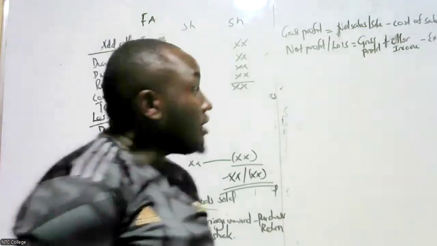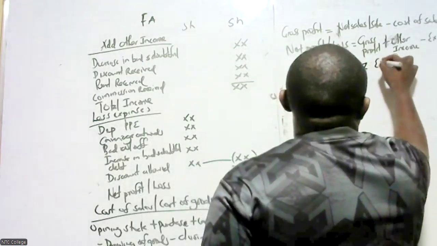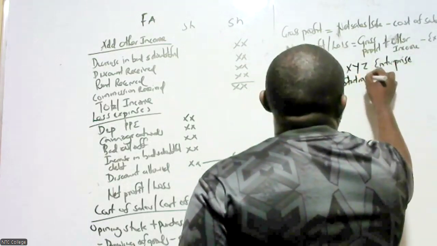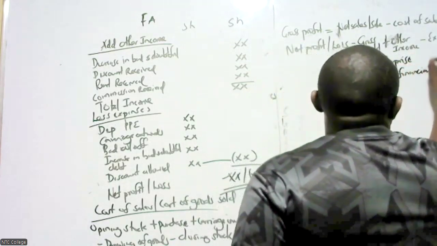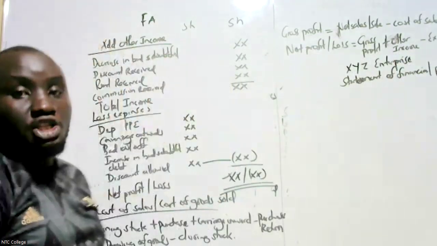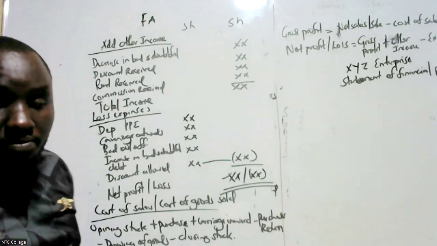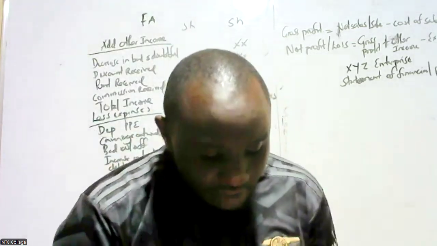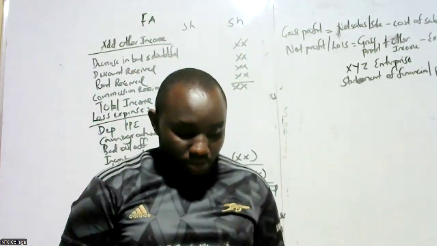So I want us to proceed now to the statement. We can say XYZ Enterprise. We have the statement of financial position. Are we there? The statement of financial position. Do you have them in the notes? If you have them in the notes, we respond. Yes.